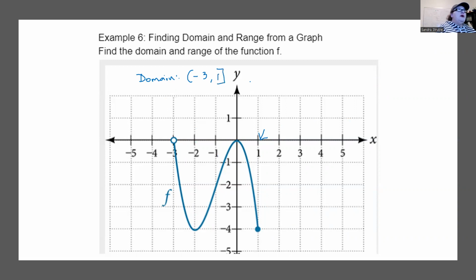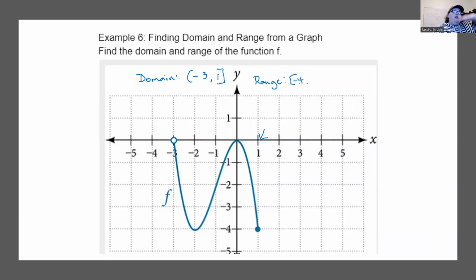Okay. My range is going from bottom to top. So how low is this graph? Well, the lowest point looks to be -4. All right, so -4, and it's included.